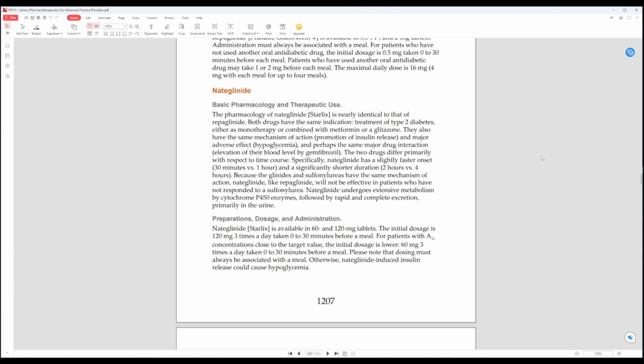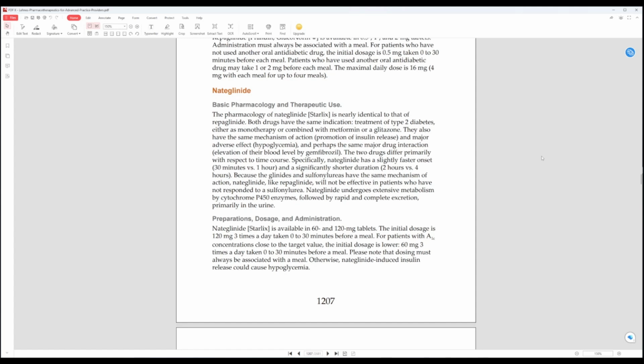Bringing us to nateglinide, basic pharmacology and therapeutic use. The pharmacology of nateglinide, or Starlix, is nearly identical to that of repaglinide. Both drugs have the same indication, the treatment of type 2 diabetes, either as monotherapy or combined with metformin or glitazone. They also have the same mechanism of action and major adverse effects, and perhaps the same major drug interaction. The two drugs differ primarily with respect to time course.